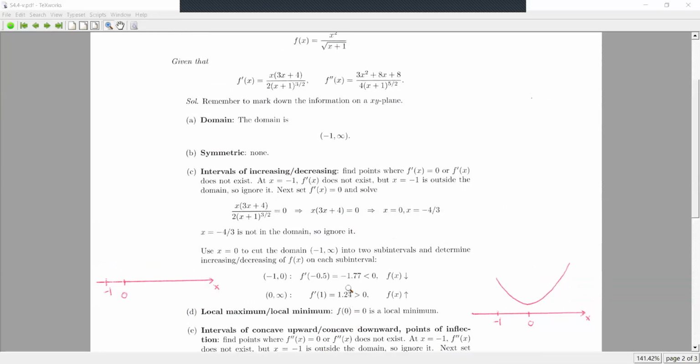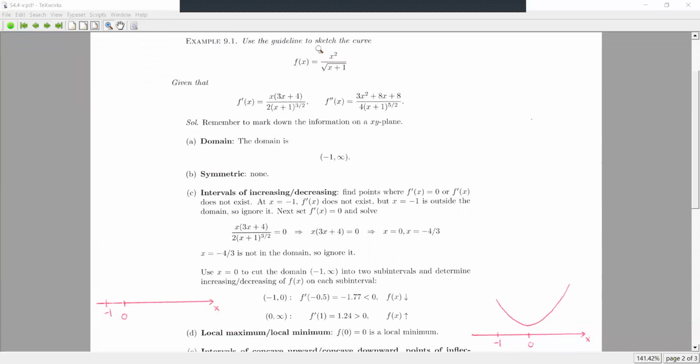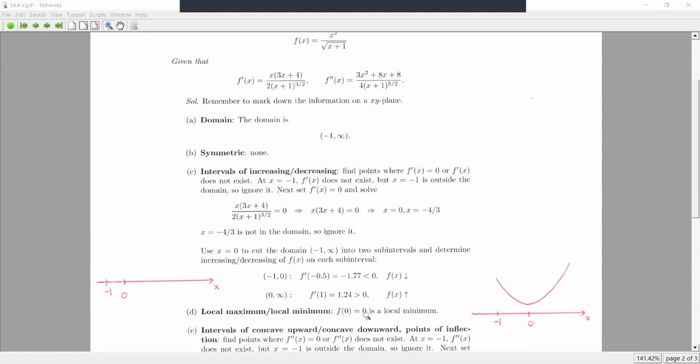The local minimum function value is the function value at 0. Plug in 0 for x, then the function value at 0 is 0. So 0 is a local minimum function value. Local maximum: there is none.